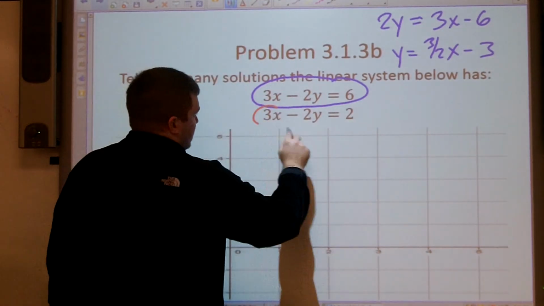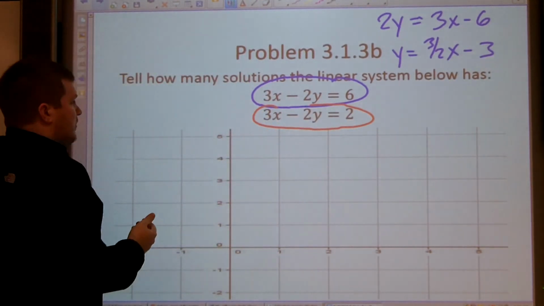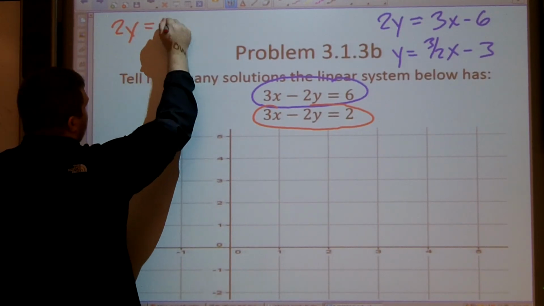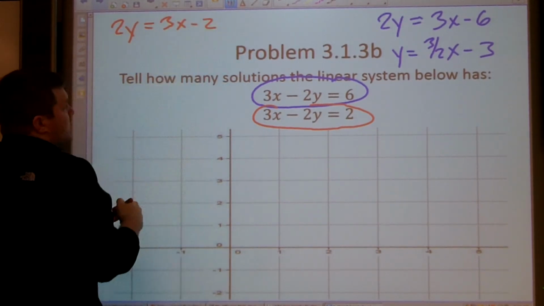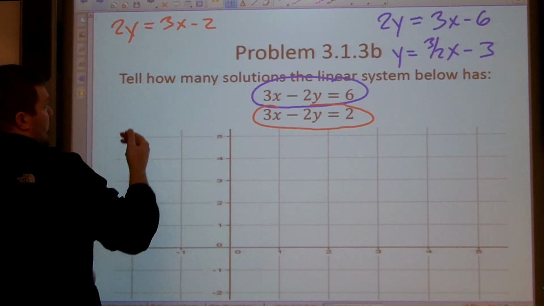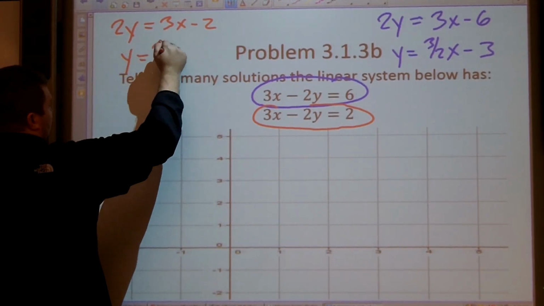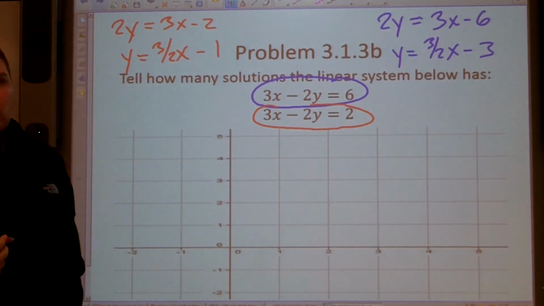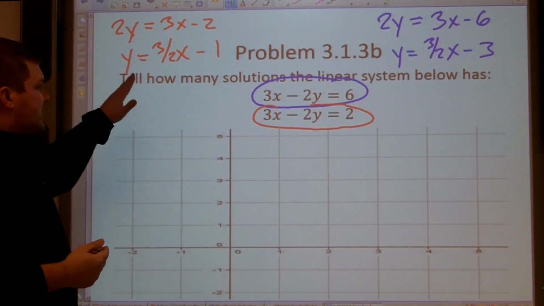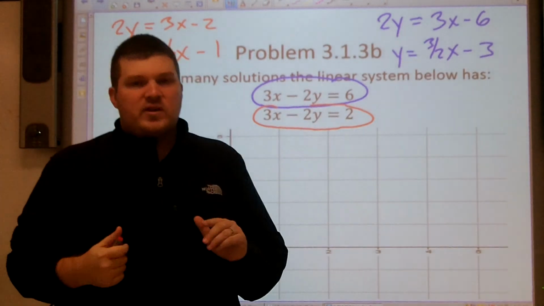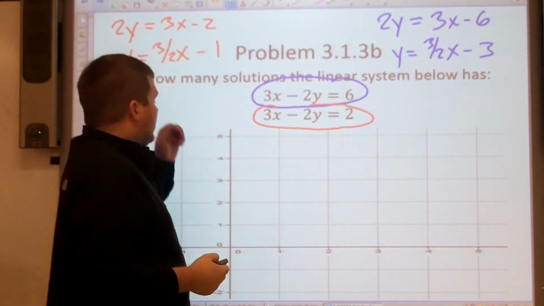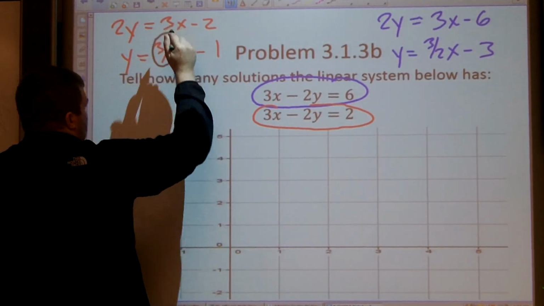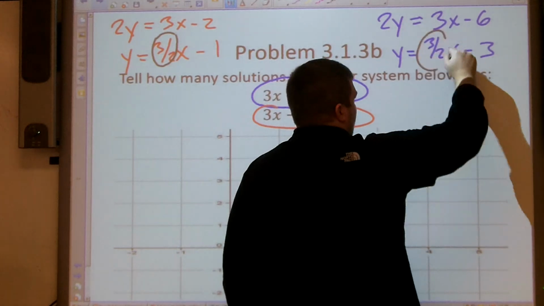And for the second equation, get y by itself. So I have 2y is equal to 3x minus 2. Okay, so go ahead and get y by itself. So we have y is equal to 3/2 x minus 1. All right, so now we know we don't have the exact same line, so we know it's not an infinite number of solutions. But what we need to also pay attention to is, hey, here in these equations, the slope is the same. We have a slope of positive 3/2.